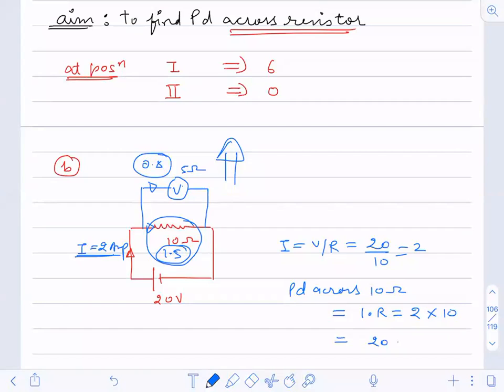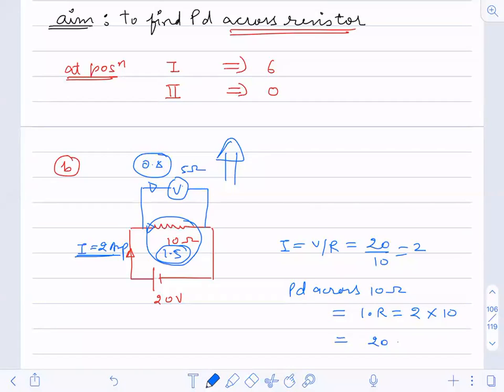So this is why we say an ideal voltmeter will have infinite resistance, but practically it is not possible to have an infinite resistance wire or coil. In practical lab work, the internal resistance of a voltmeter is very, very high, not infinite, so that a very small current passes through it and the error will be less.